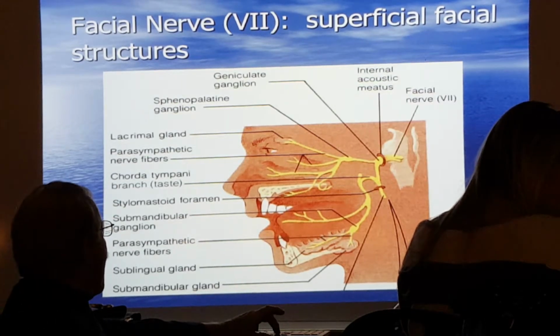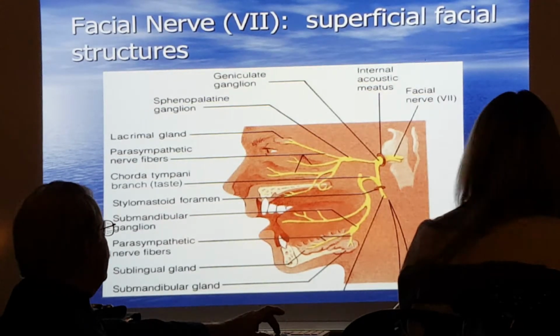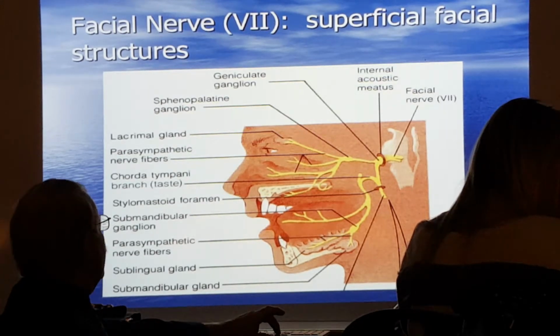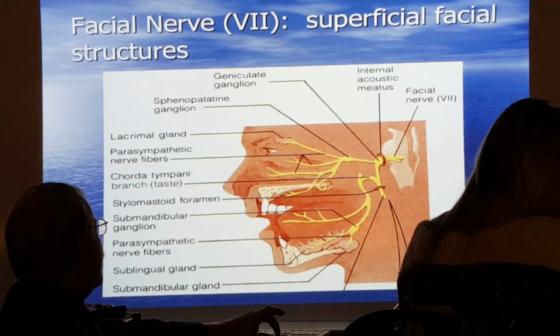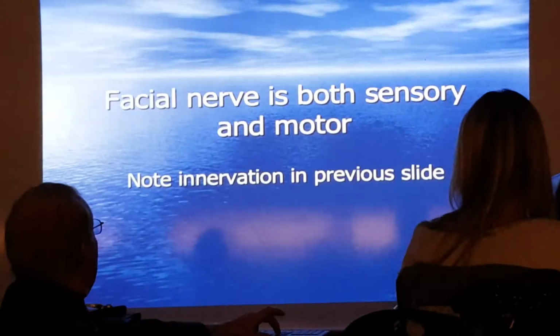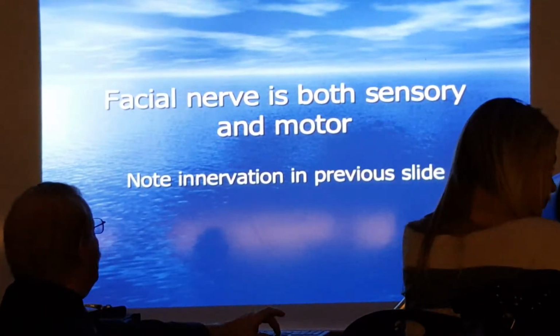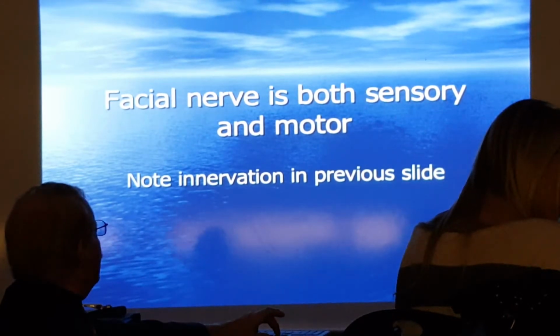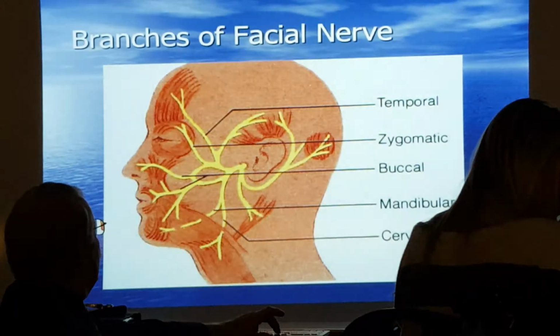And there are actually 5 branches of the facial nerve. They don't have little sub-numbers, they just have names. And I will expect you to know the 5 branches, but they're pretty easy, really. This is a rotten picture here. Okay, the facial nerve is both sensory and motor. We actually even get a little bit of taste information along the facial nerve.